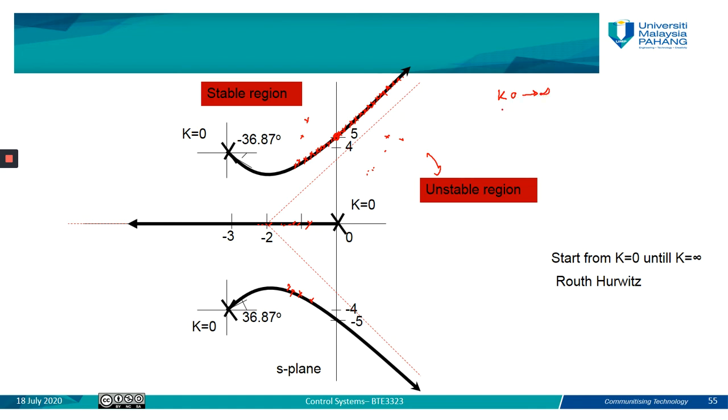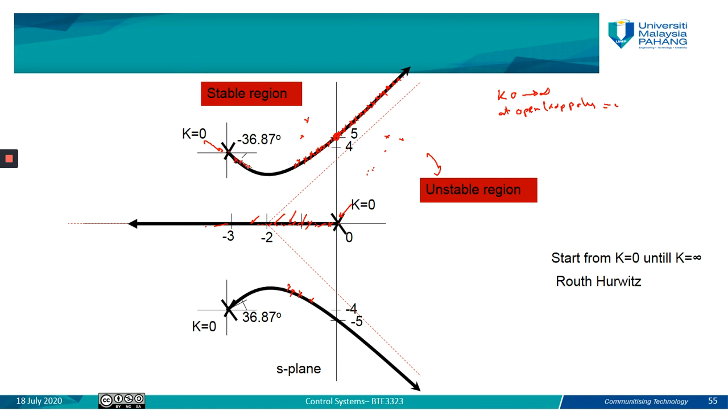The value of k at the open loop poles of the transfer function is equal to 0. That means at this pole, the value of k starts at 0, then increases. If we calculate k here, it is different, it's more than 0, all this area. The same here. At this point, k is equal to 0, then k starts to increase.